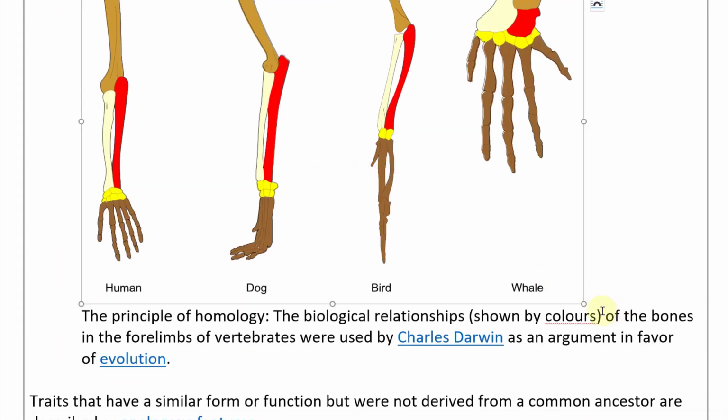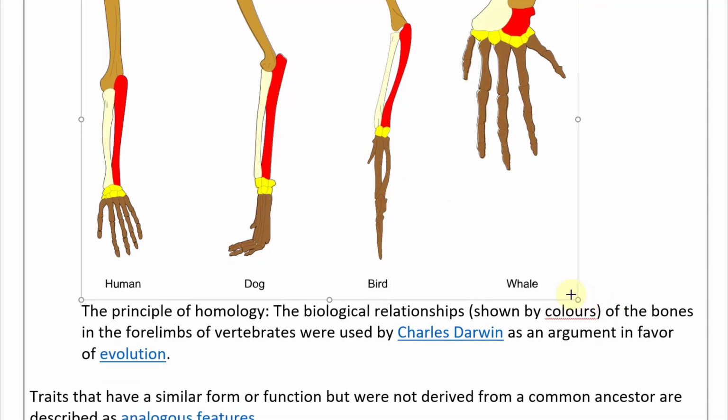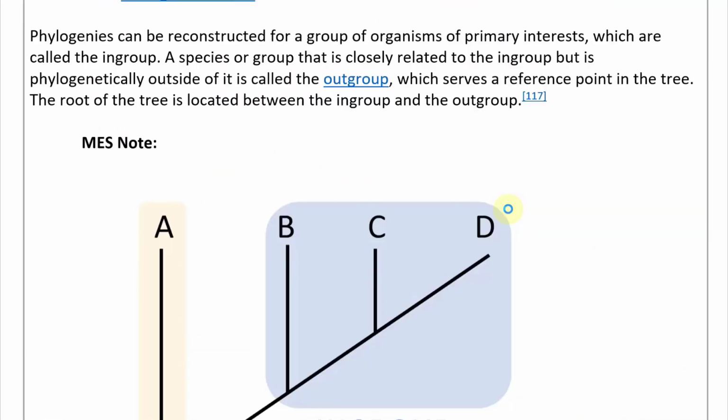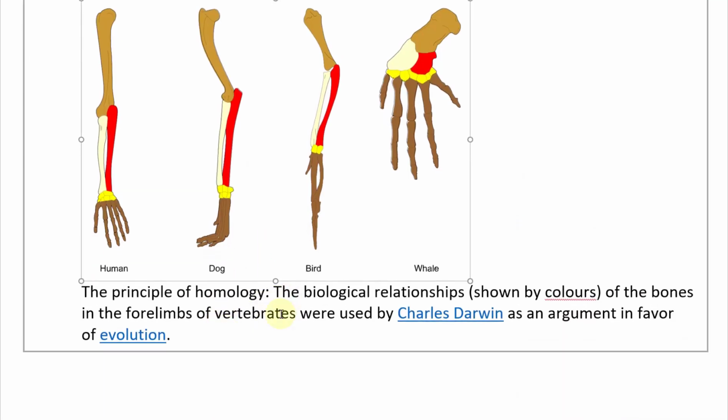And here is some interesting setup. Let's just make this a bit smaller. All right, so here is some homologous setup. The principle of homology: the biological relationships shown by colors of the bones in the forelimbs, or the front limbs, of vertebrates were used by Charles Darwin as an argument in favor of evolution.